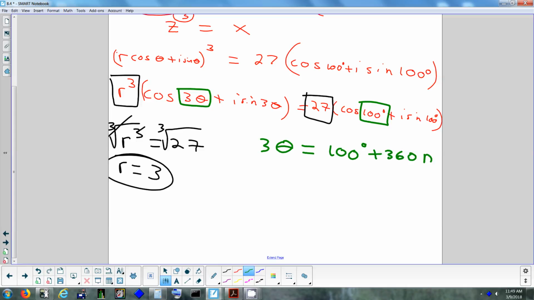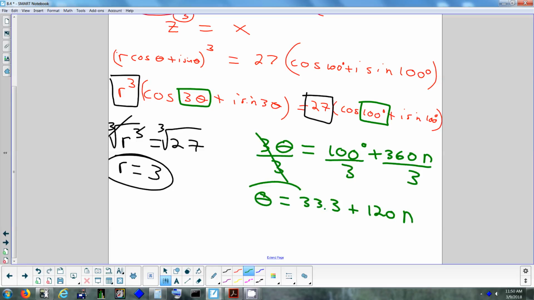And now, how would you get theta by itself? What would you have to divide each side by? Yep. Divide everything by 3. Now you have a formula for theta. It's 100 divided by 3, let's just say 33.3, plus 120 n. So now, these are the two things that we use to write our answers. As far as the difficult calculations, those are done.